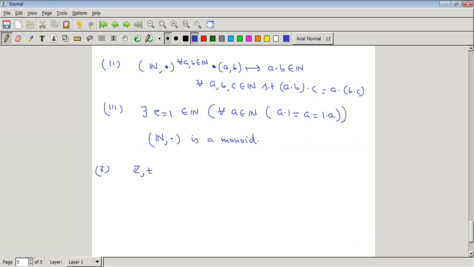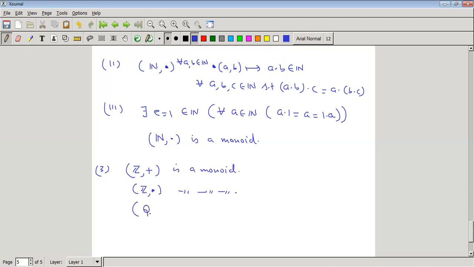Z under addition. Is it a monoid? Yes. It satisfies the binary composition, the sum of two integers is again an integer. Now associativity under addition holds. Now identity element, yes, 0 belongs to Z. So this is a monoid. Is Z with multiplication a monoid? Yes, this is also a monoid. You can think about this.